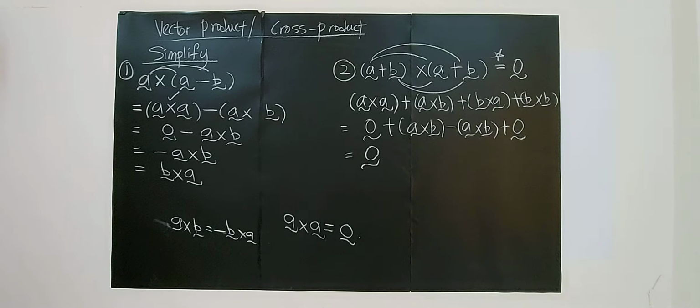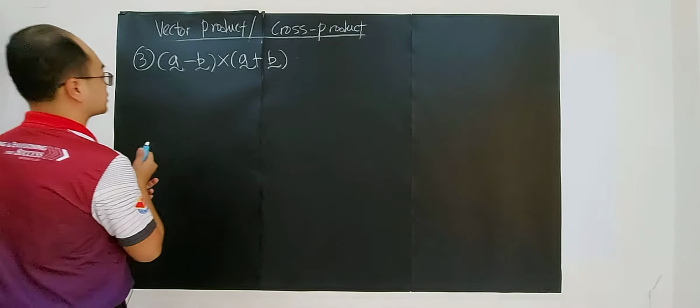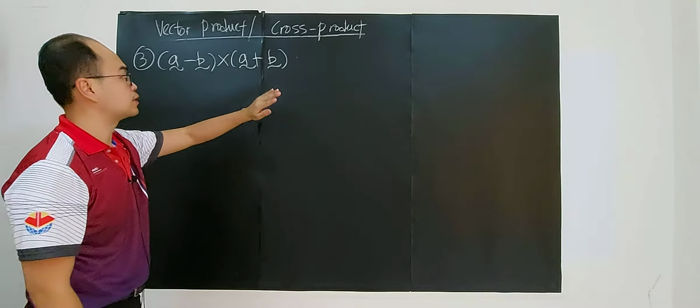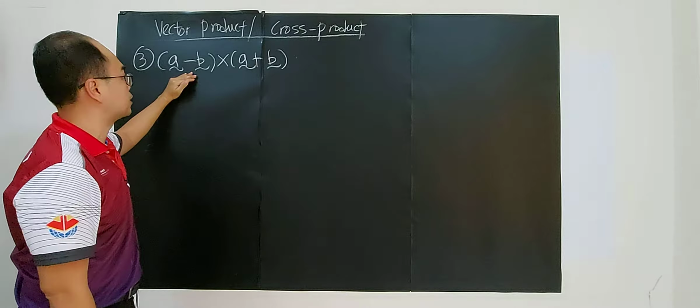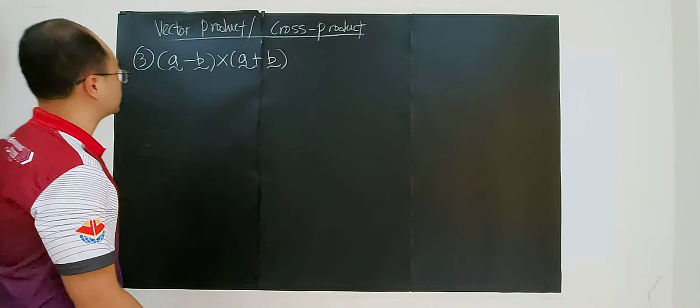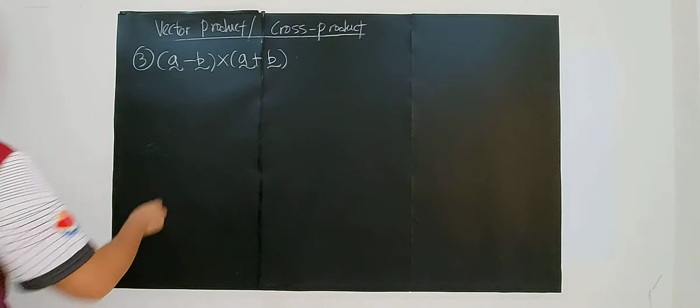Okay, let's move on with the next example. So A minus B cross with A plus B is not a zero vector. For these two, it's not a zero vector because these are different vectors. A minus B and A plus B are two different vectors. One is subtraction, one is addition. So I'm going to expand as usual.